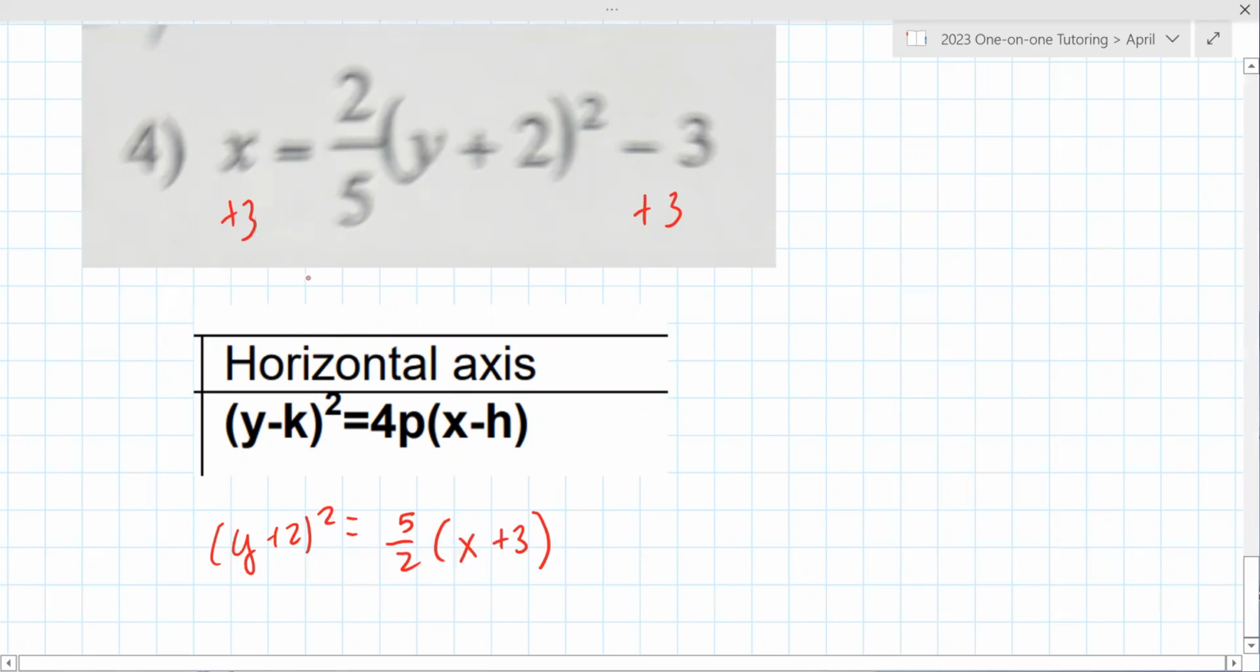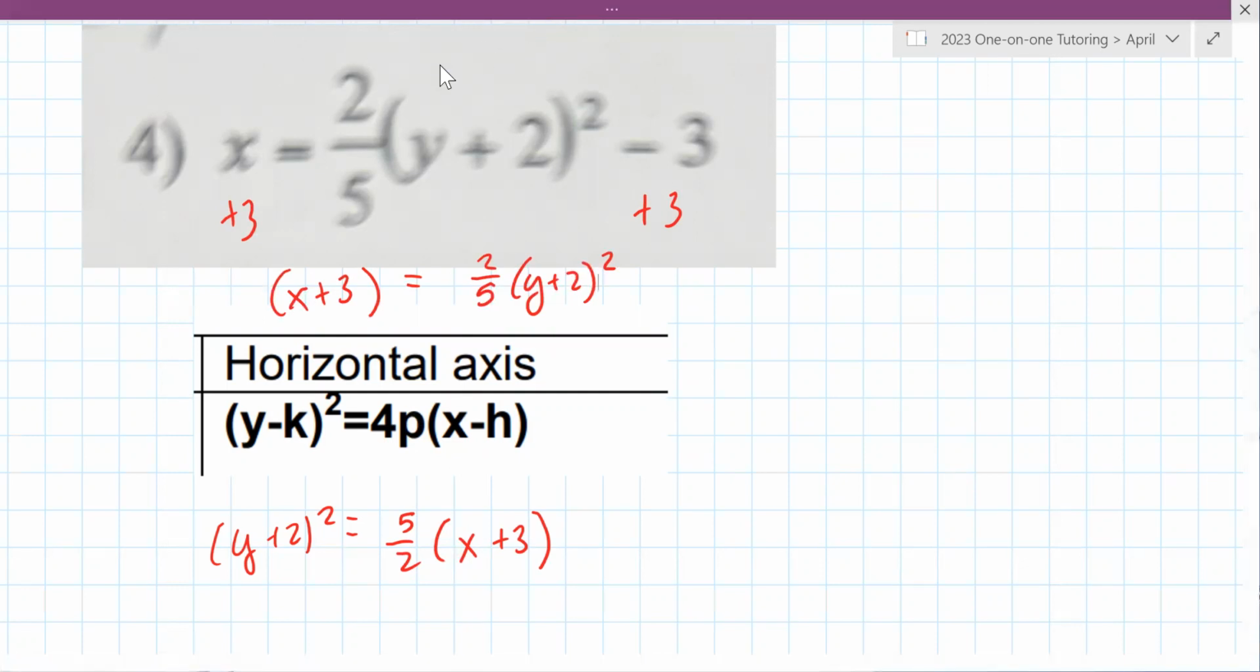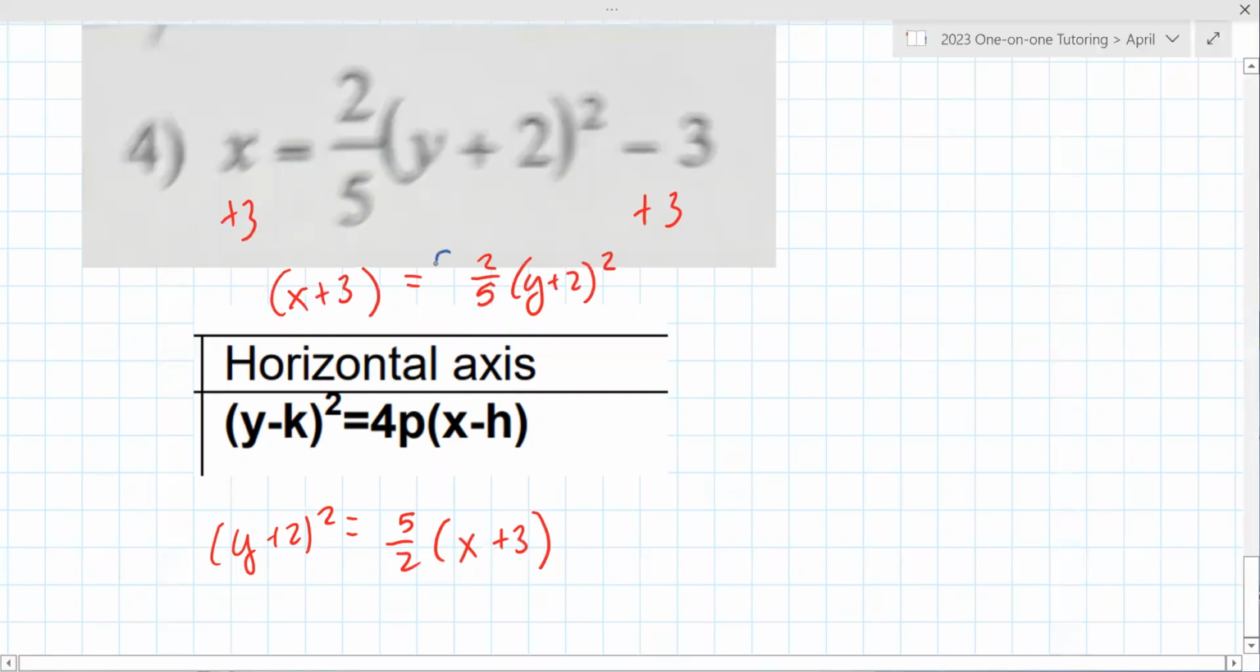So this becomes, and I'll just write here, x plus 3 equals 2/5 times y plus 2 squared. And then you're just multiplying both sides by 5/2 to clear that. And then you're just switching sides. Oh, okay.